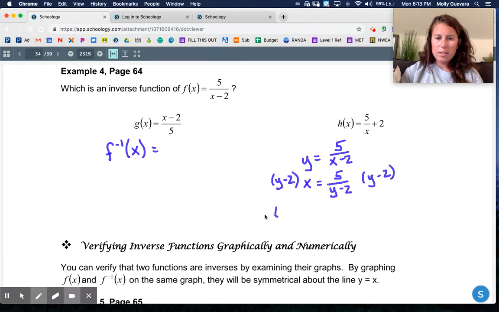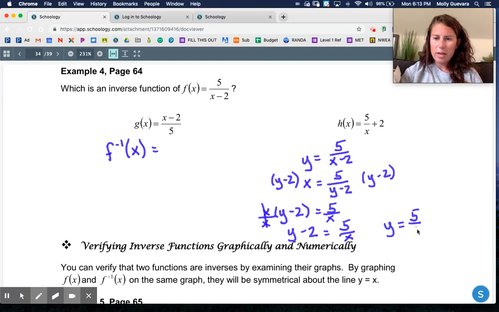And I'm just going to leave that there. x times (y minus 2) equals 5. Okay, now I'm going to divide by x. So these cancel. I'm running out of room, and I get y minus 2 equals 5 over x. And then add 2 to the other side. So I have 5 over x plus 2.